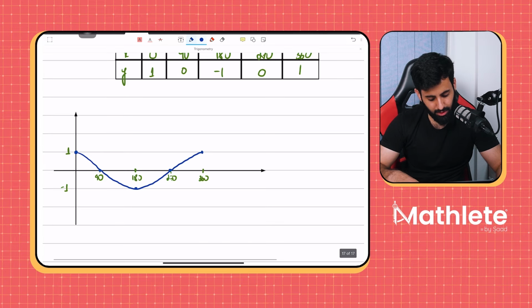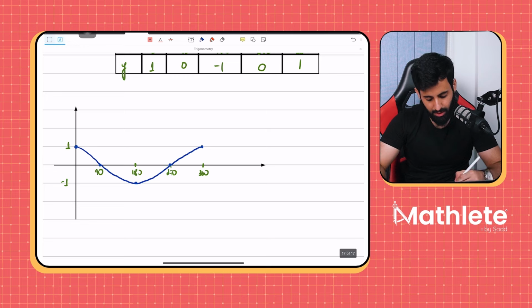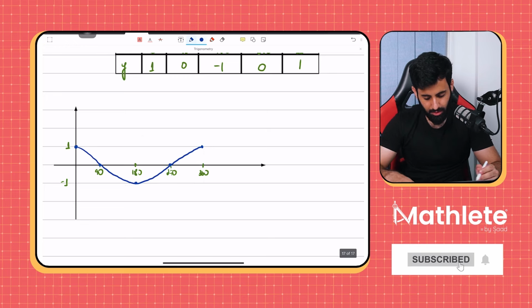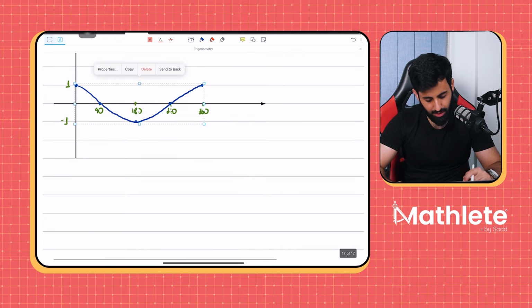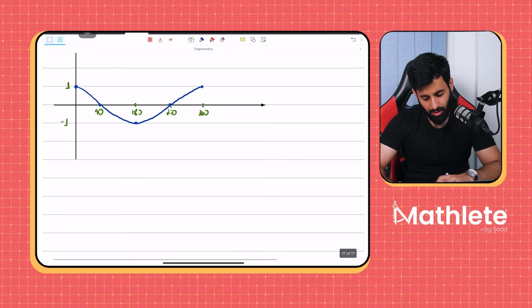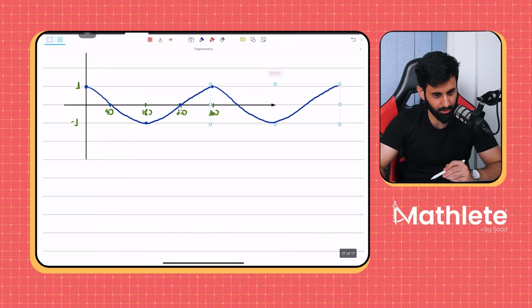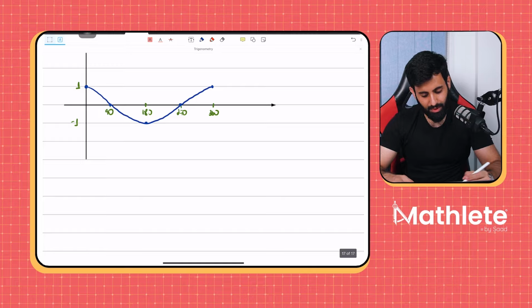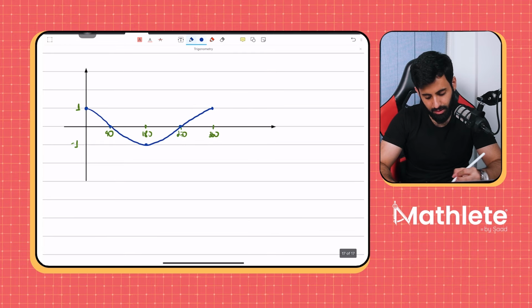And as we saw with sine, if we didn't stop here, if we continued all the way to 720, we would get the exact same shape again. Okay, so if I didn't stop here, I went on, we would have gotten the exact same shape again, which is why the natural period of cos x is also 360 degrees.